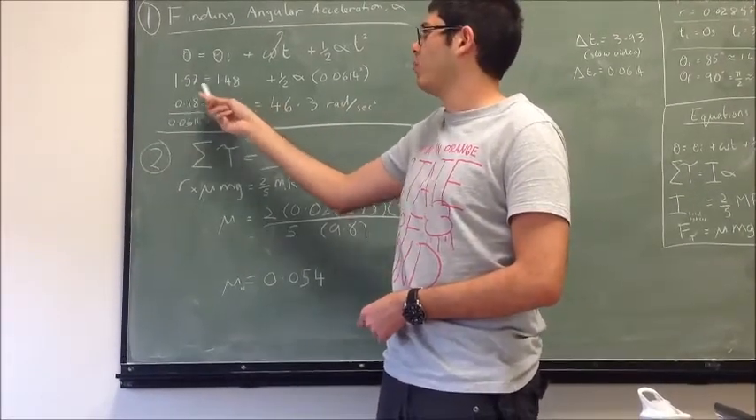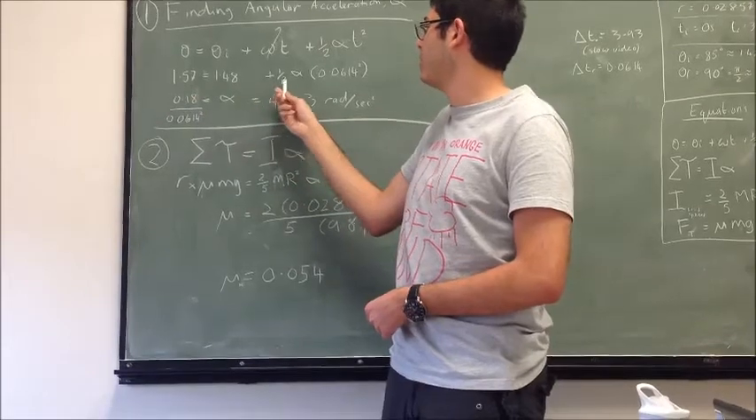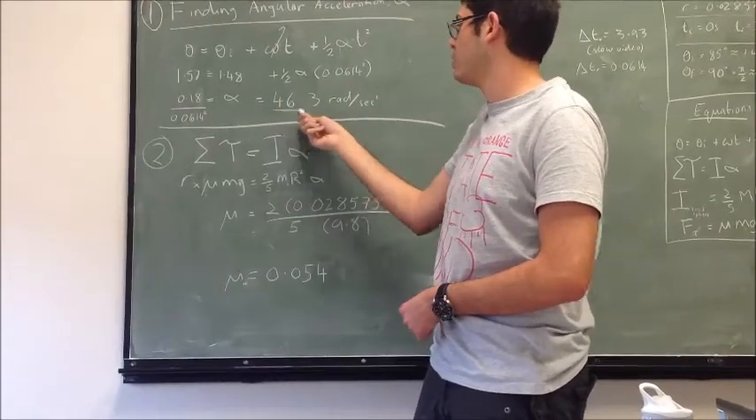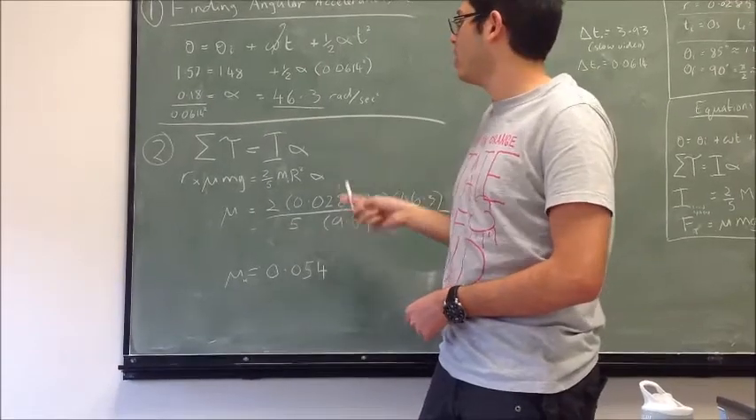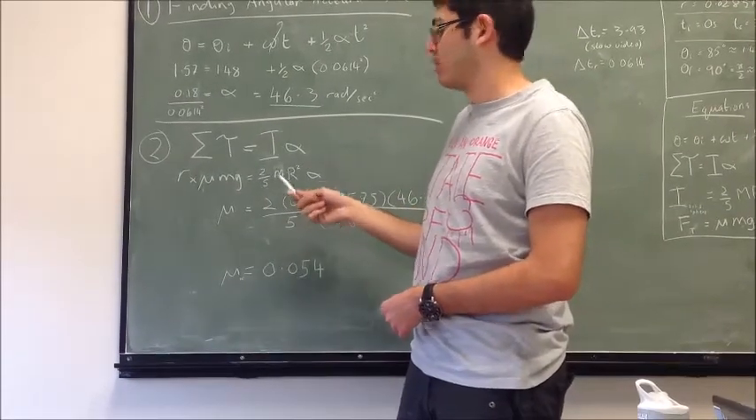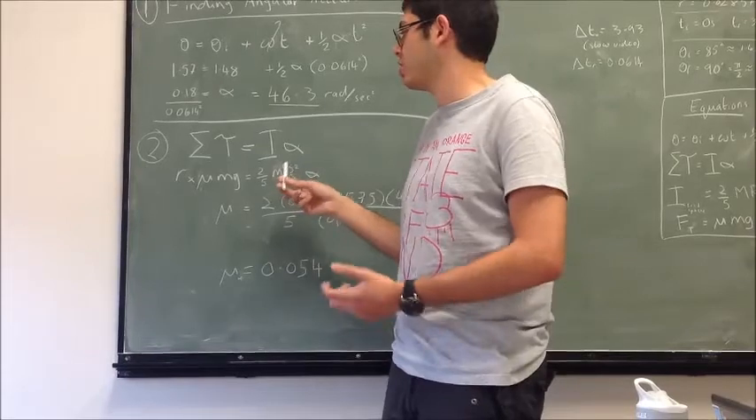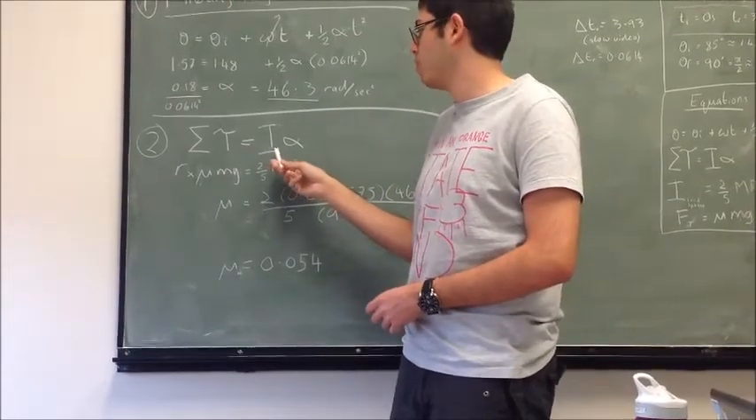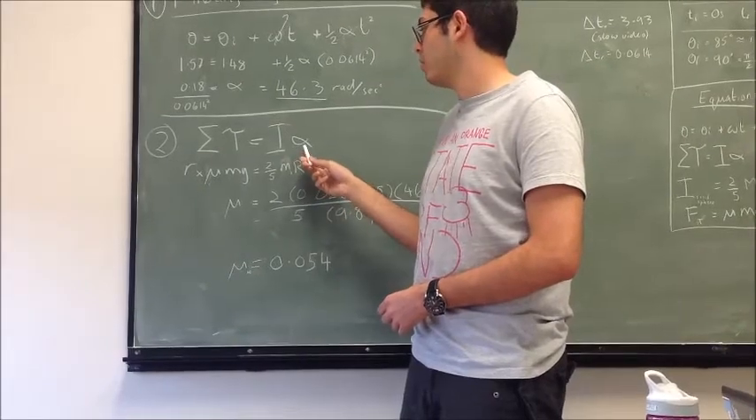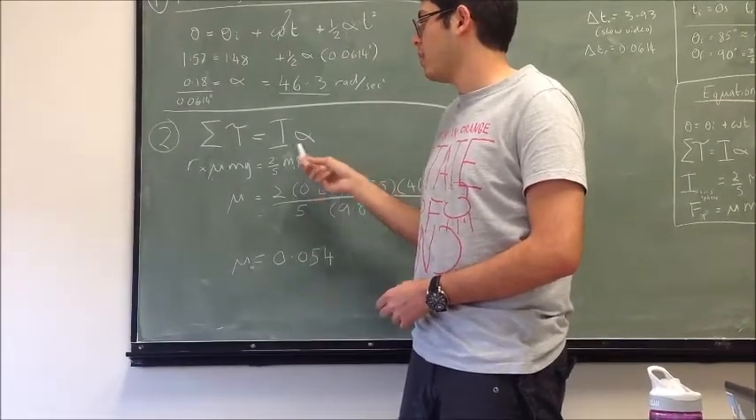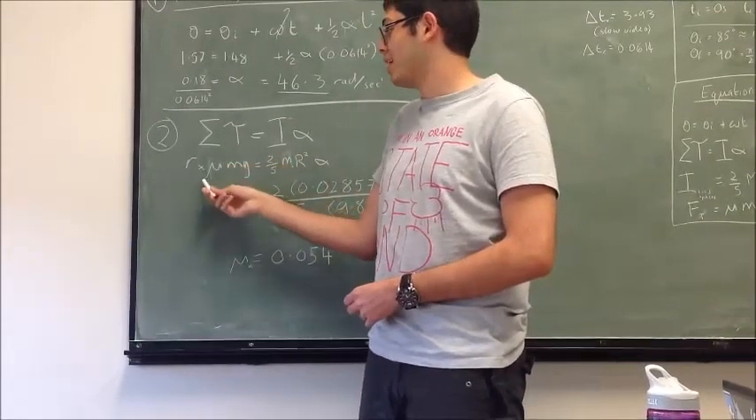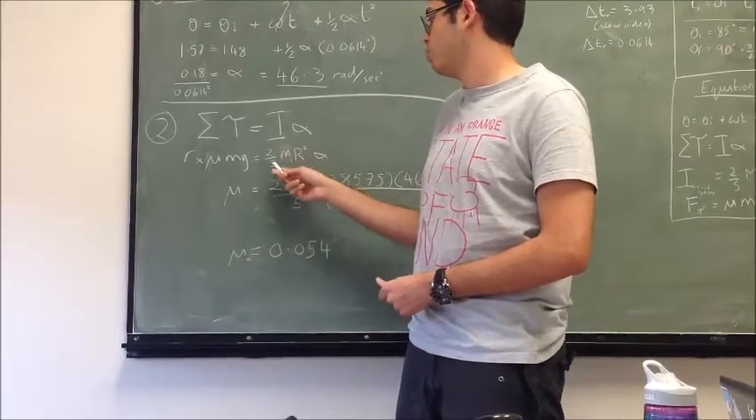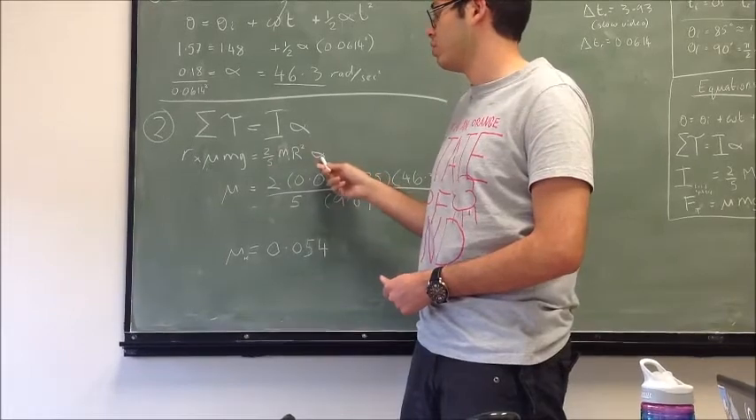After subtracting 1.48 from 1.57, multiplying by 2 and dividing by the square of 0.0614, we get 46.3 radians per second squared. Our second step is finding mu, the coefficient of friction, of the pool table. We use the sum of torques equals the moment of inertia of the sphere multiplied by the angular acceleration. So the sum of all torques is the radius times the friction force, and the moment of inertia is 2/5 mr squared multiplied by the angular acceleration alpha.